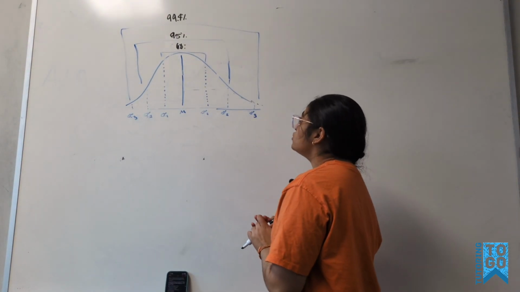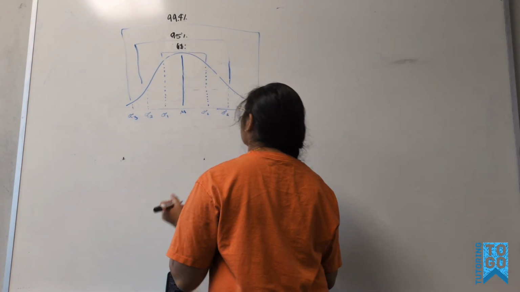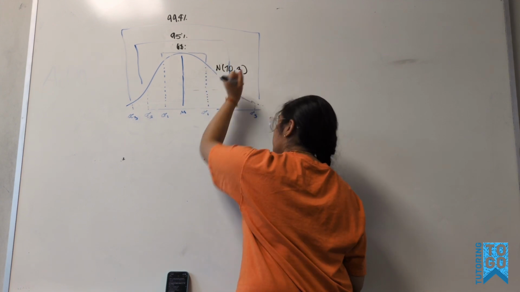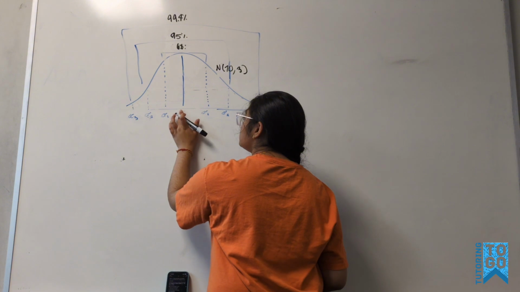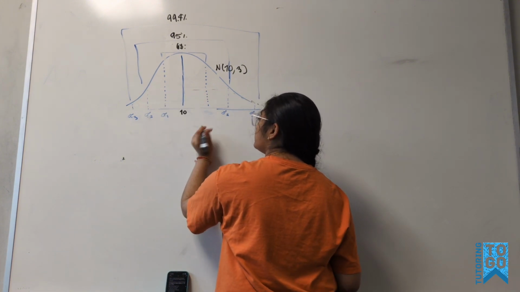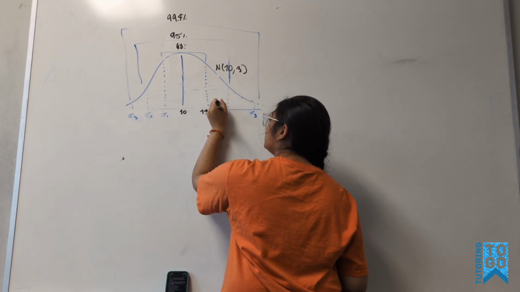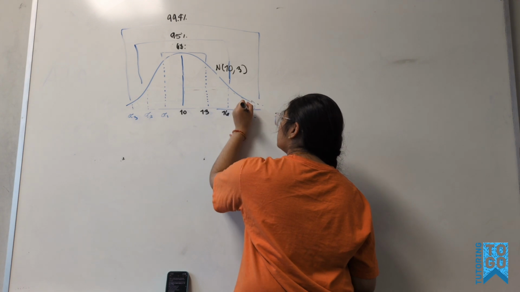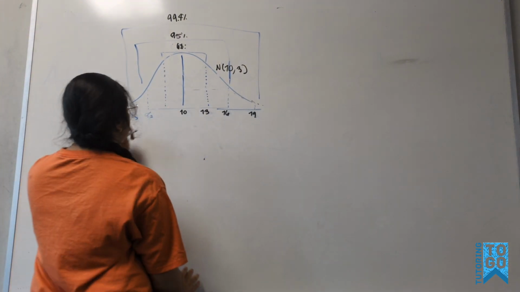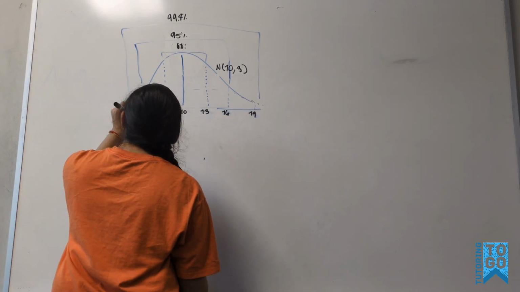Okay, so we're going to do one more problem with this graph, and it's going to be a normal distribution with a mean of 70 and a standard deviation of 3. So once again, we set up our graph. We put our mean in the middle, and then our first standard deviation is going to be 70 plus 3, so 73. Our second standard deviation is going to be 76, and our third one is going to be 79. And we repeat that process on the negative side. So we do 70 minus 3, 67, minus 3, so 64, and 61.